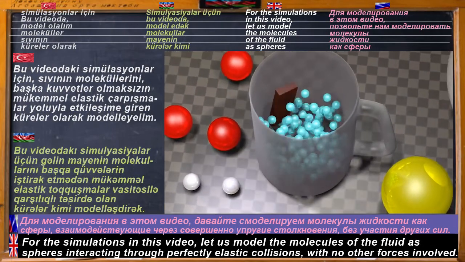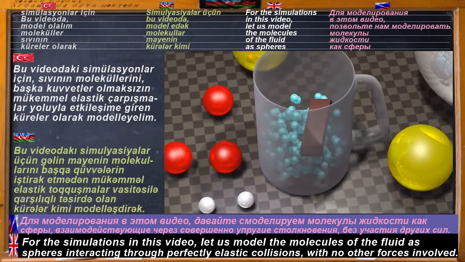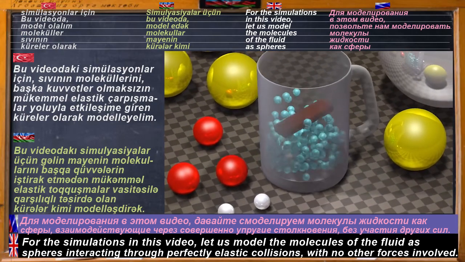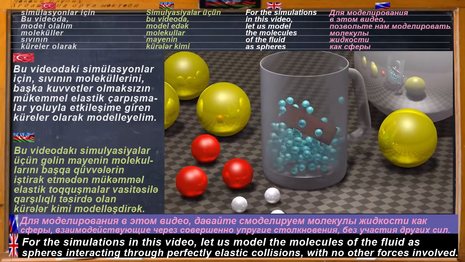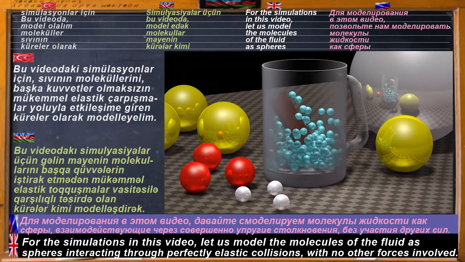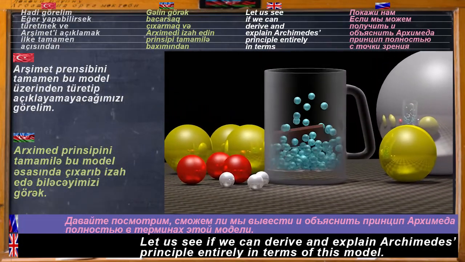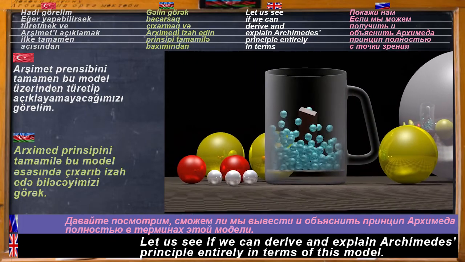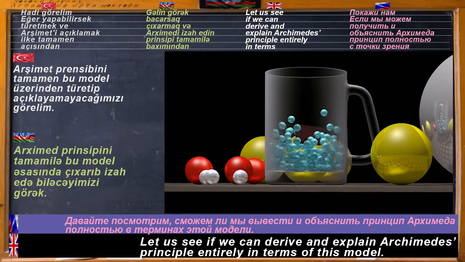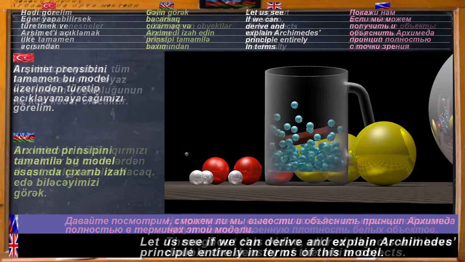For the simulations in this video, let us model the molecules of the fluid as spheres interacting through perfectly elastic collisions, with no other forces involved. Let's see if we can derive and explain Archimedes' principle entirely in terms of this model.